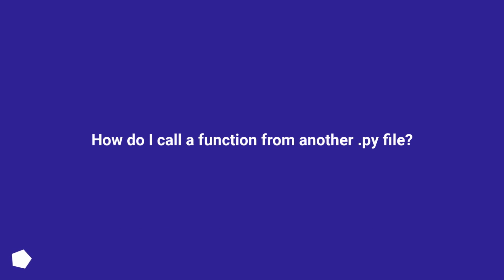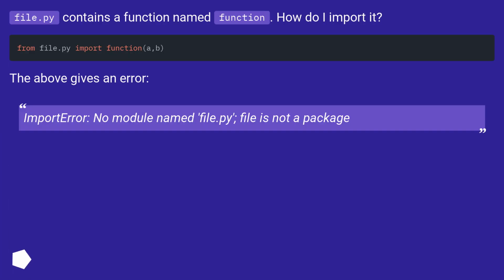How do I call a function from another Py file? File.py contains a function named function. How do I import it? The above gives an error. Import error, no module named file.py. File is not a package.